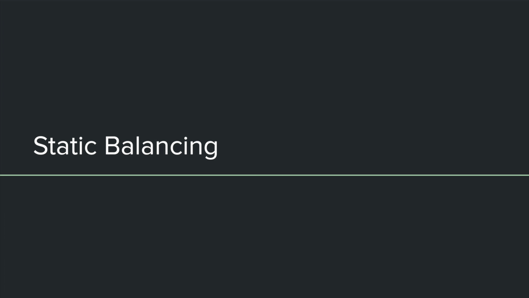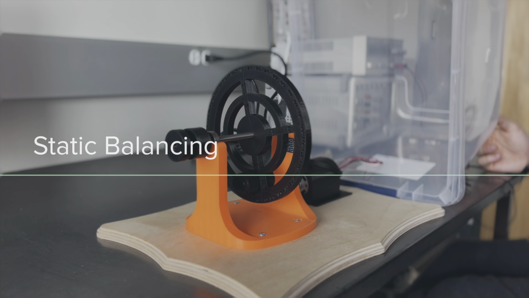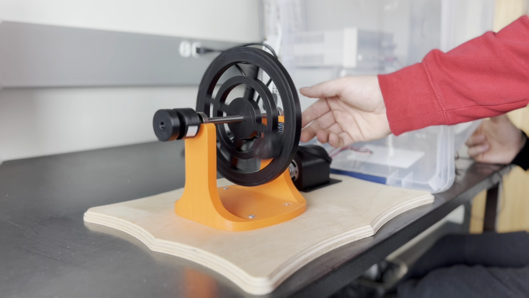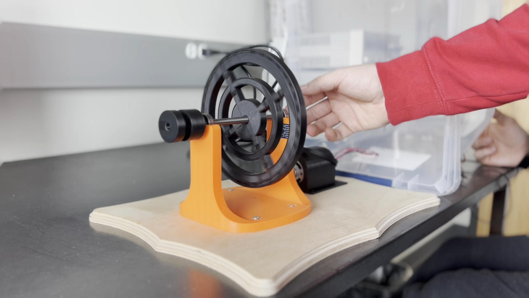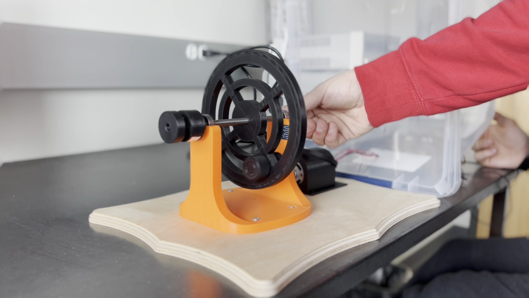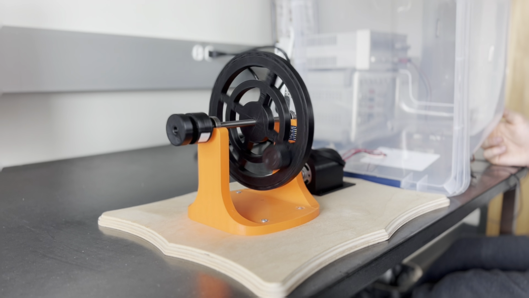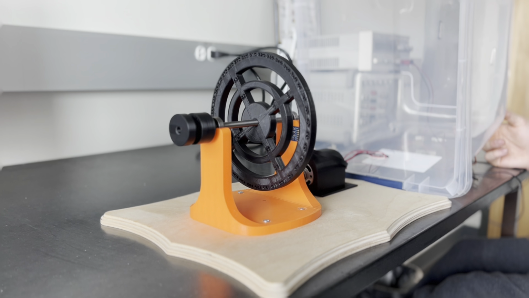Static balancing is when the center of mass is located on the axis of rotation. Demonstrated in this video, the system is unbalanced. The center of mass is shifted towards the weight on the disc. When the mass is lifted up to the left or right of the axis of rotation, it rotates back down.